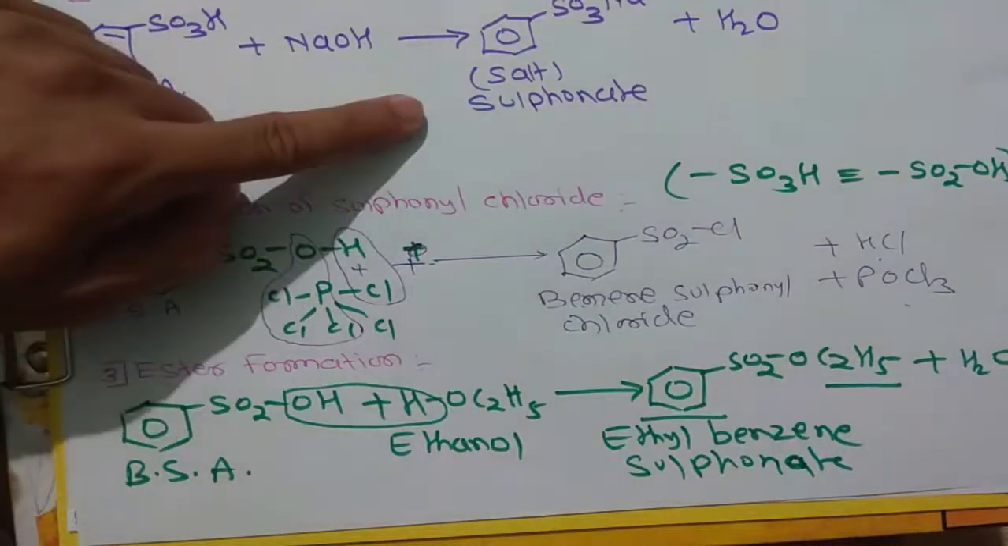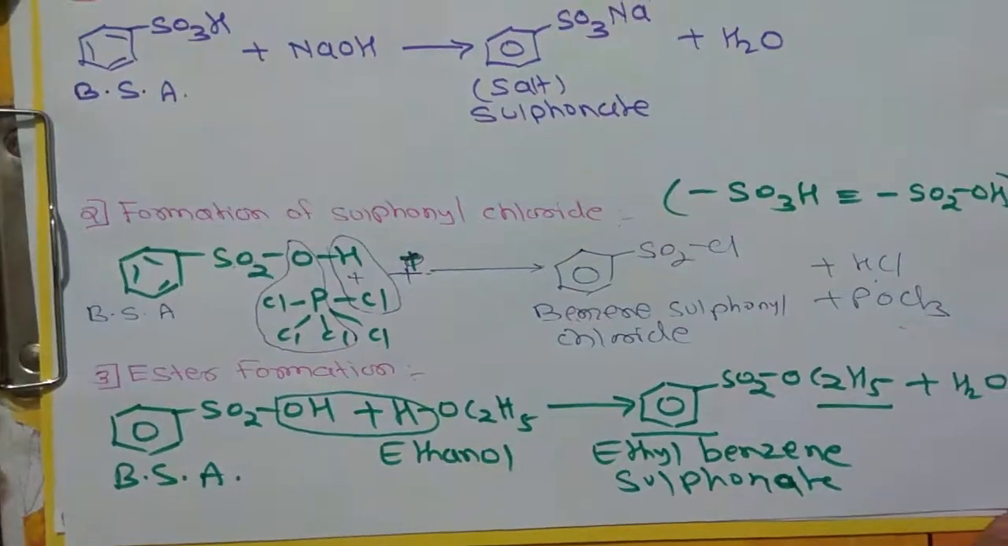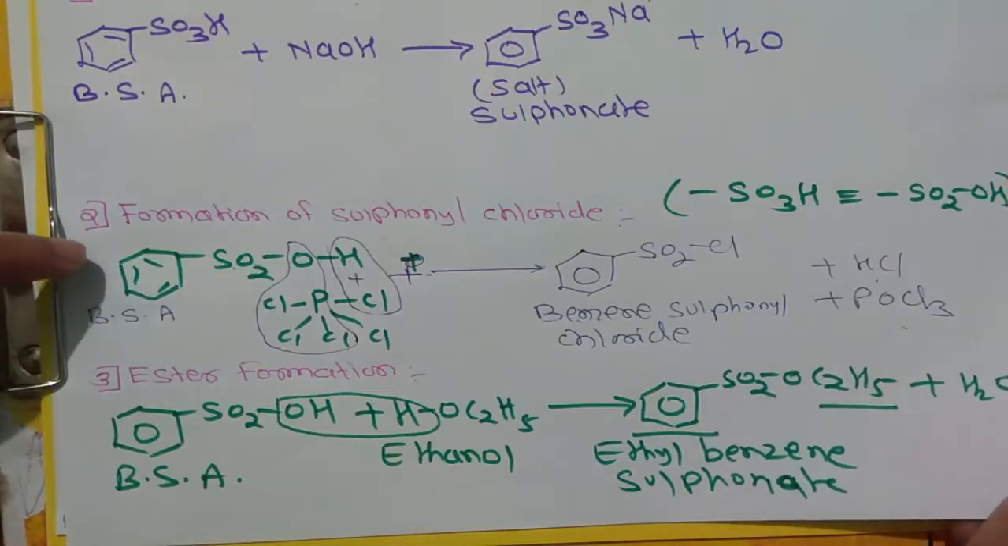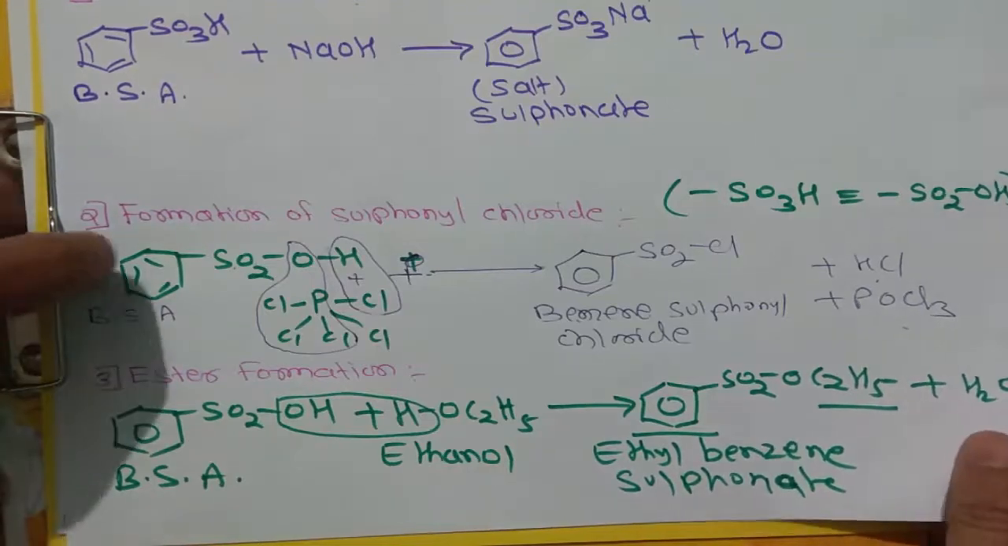First reaction is the salt formation. Second reaction is the formation of benzene sulfonyl chloride, and third reaction is the formation of the ethyl benzene sulfonate. There are three reactions. Write down all these. Pause and write down. Then we can go to the next reactions.